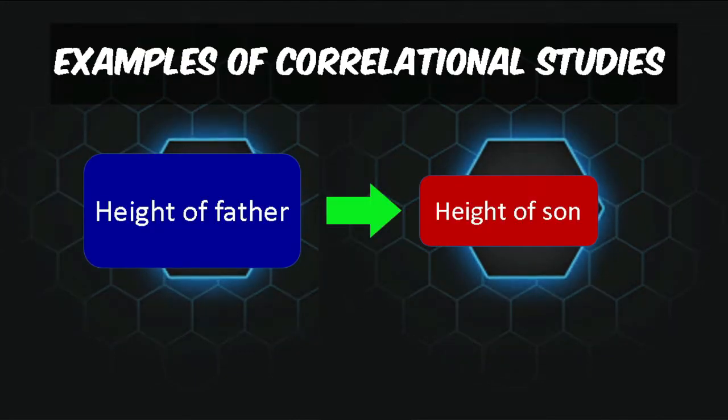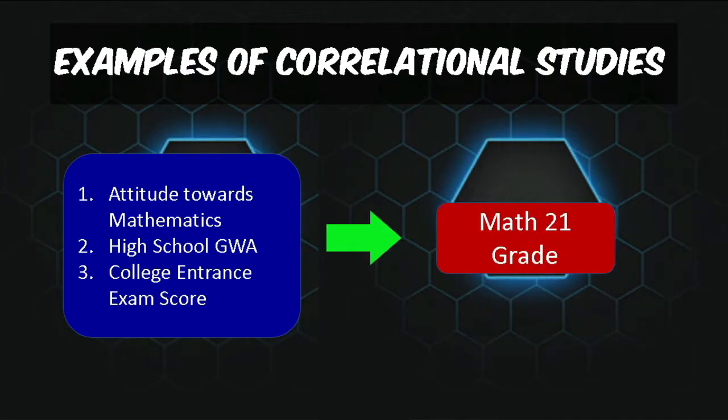Height of father to height of son. By genetics, right? We would expect a relationship. Attitude towards mathematics, high school GWA, college entrance exam. There are 3 variables here, all being related to Math 21 grade.